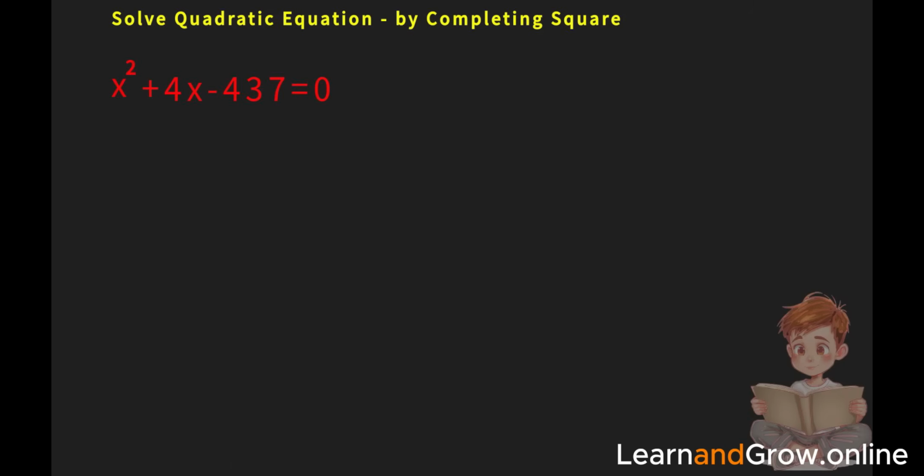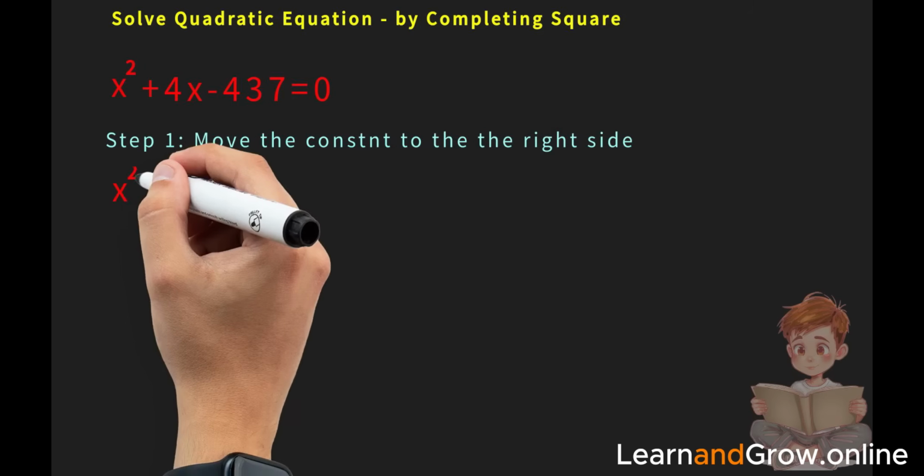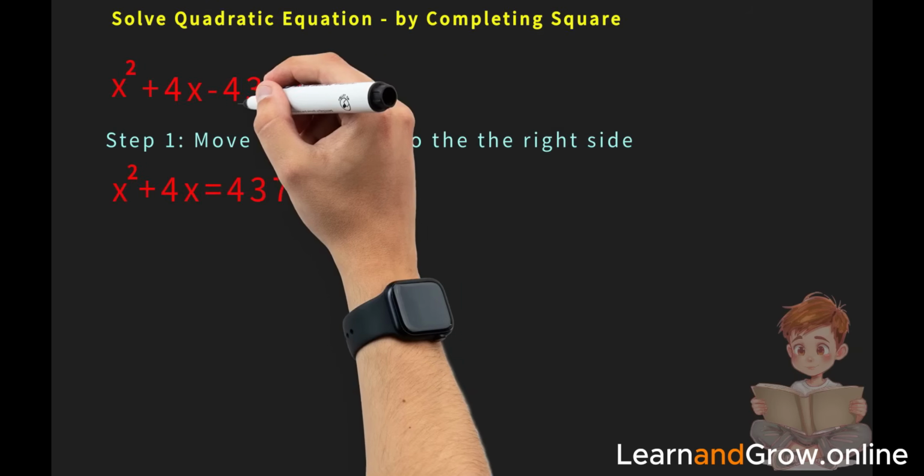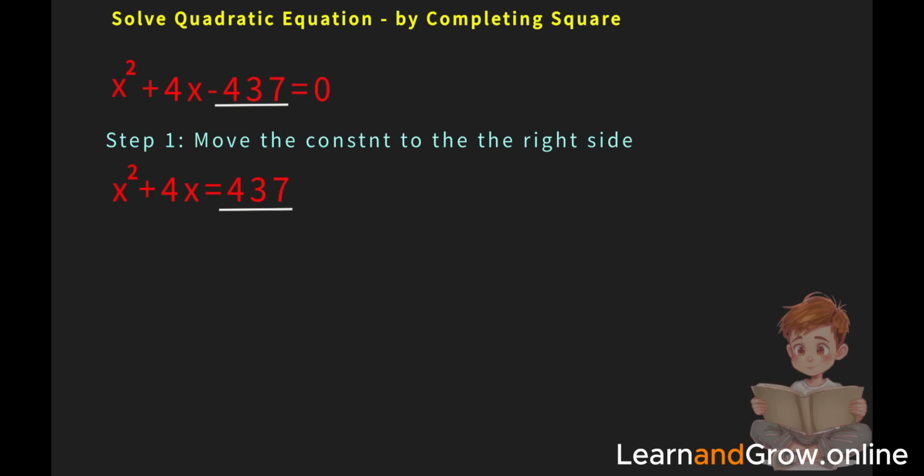Step 1. Move the constant to the right-hand side of the equation. This is quick and straightforward. The minus 437 becomes plus 437 when it crosses over.